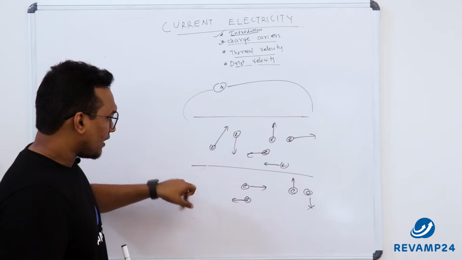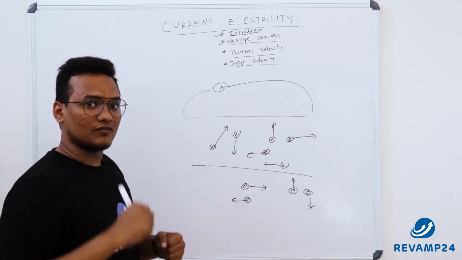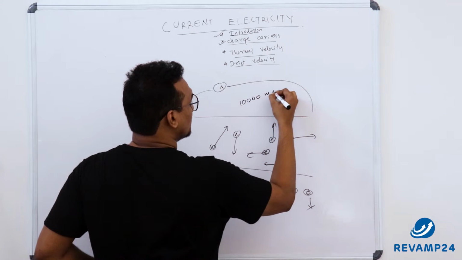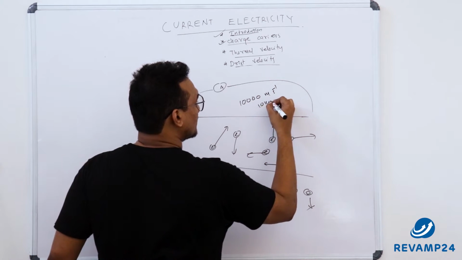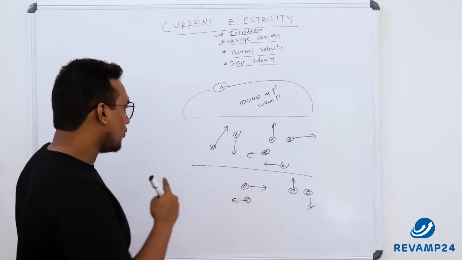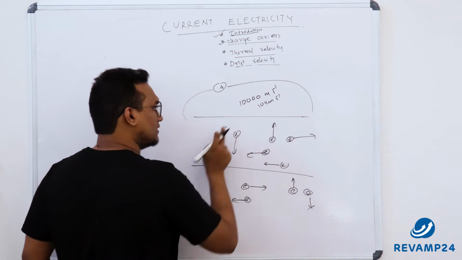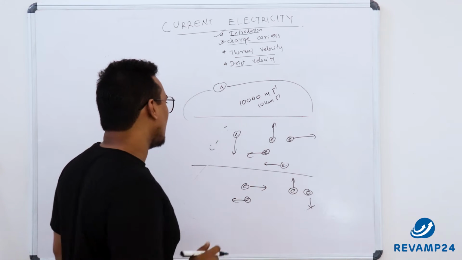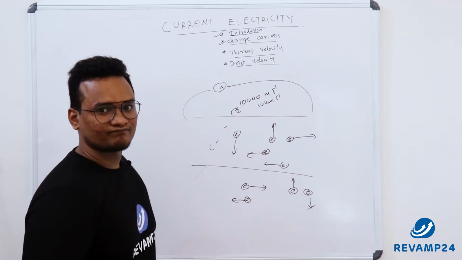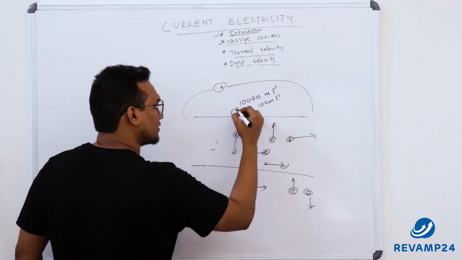Now, another important thing: these electrons are moving at high velocity. Let me give you the value of velocity, that is 10,000 meters per second, or 10 kilometers per second. They are moving at high velocity. Now why can't an electron come out? Let's say these are moving in this direction with such a high velocity, why can't an electron go out of the conductor? When an electron goes out of the conductor, what is the charge of an electron?